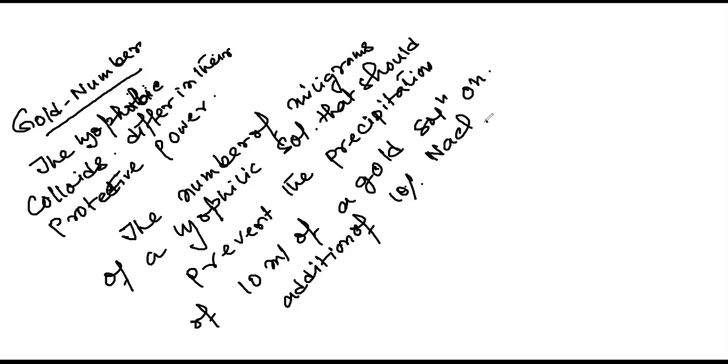Actually, my English spelling may be wrong. There may be some mistakes. Okay, so I am sorry for that. So you should kindly correct those mistakes. Okay, so the number of milligrams of lyophilic sol that should be used to prevent the precipitation of 10 ml of a gold sol on addition of 1 ml 10% sodium chloride. I have not written here 1 ml. This is the definition of our gold number.